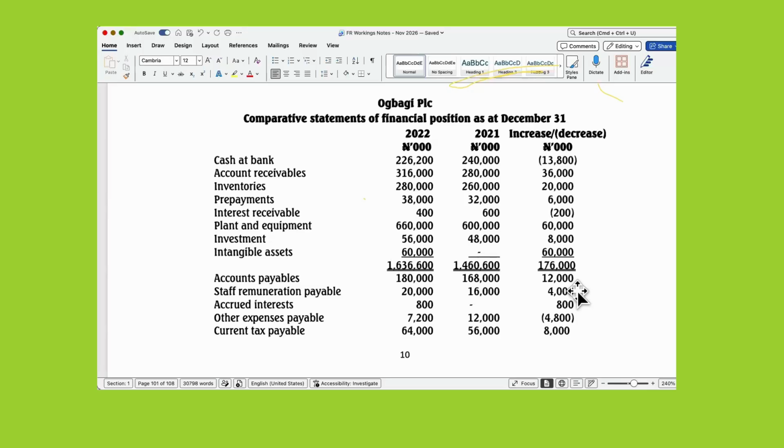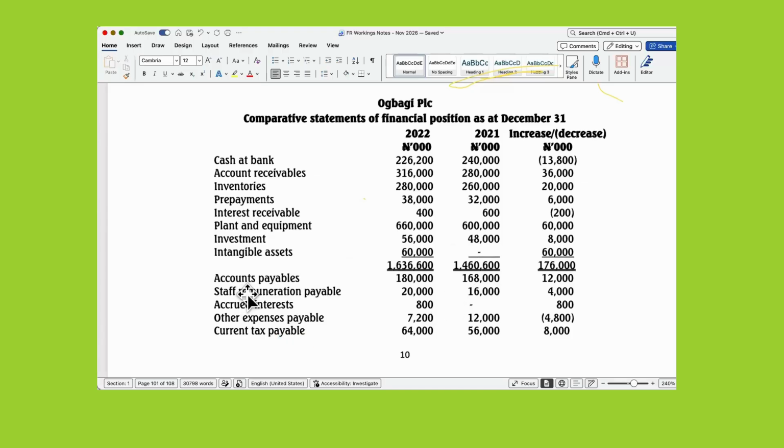Okay, yes, we can still go that way, sir, because this one now is showing an increase. That means we can just pick the amount they pay and minus this from it, and we get the cash element of it. Thank you very much, Shola. Brilliant. But this information here is not additional information. It's your statement of financial position. Yes, thank you. And that's your staff remuneration paid.